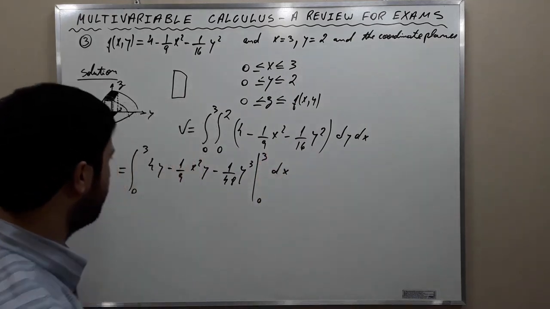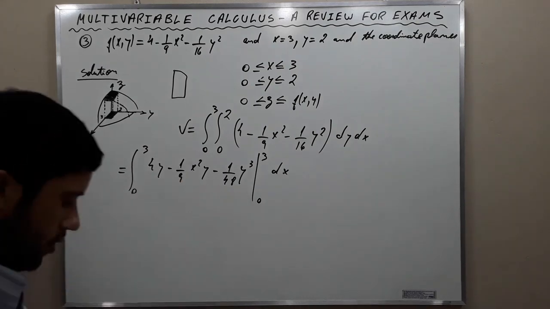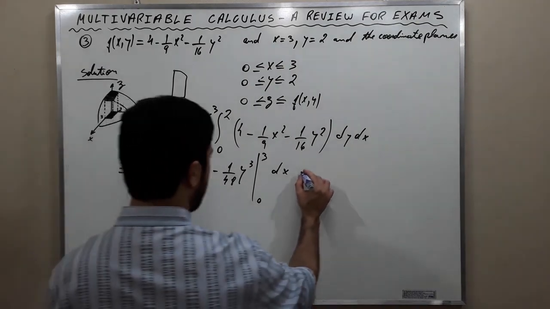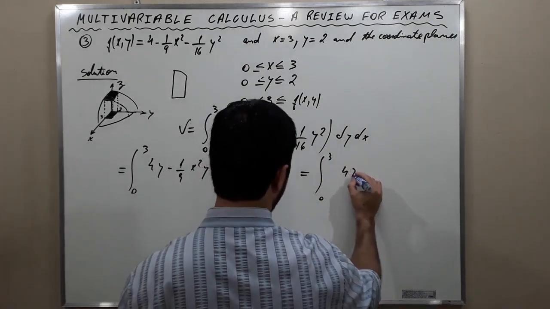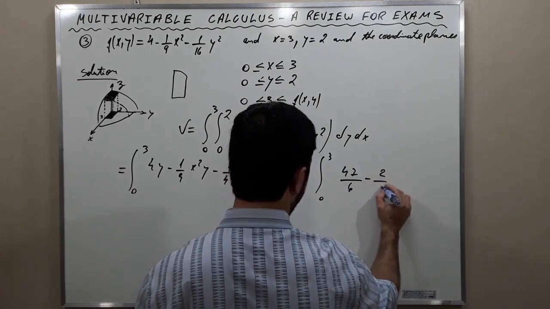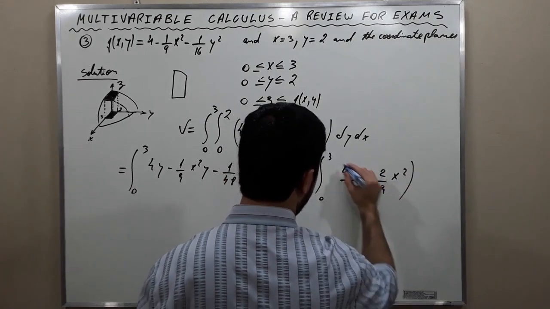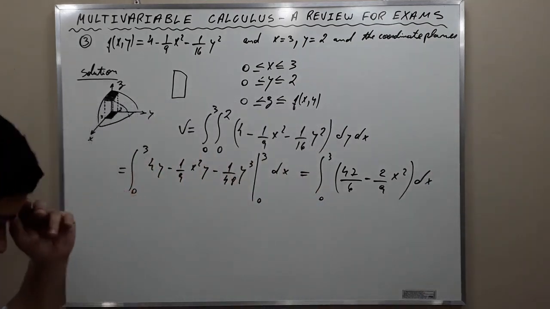And if we substitute the limit here, here, and here, we get that the volume of the solid is the integral from 0 to 3 of 47 over 6 minus 2 over 9 x squared dx. Now we have to integrate in x.